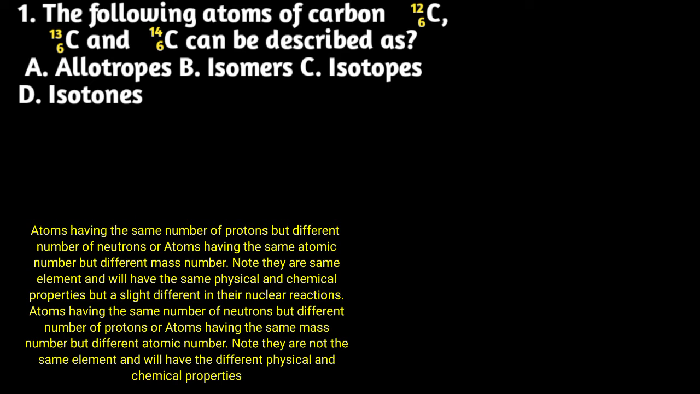But it will be better to look into the last option to know if our choice is actually correct. The last option is isotone. Isotone is the existence of different atoms or nuclei having the same number of neutrons. The correct answer goes to C, which is the isotopes.